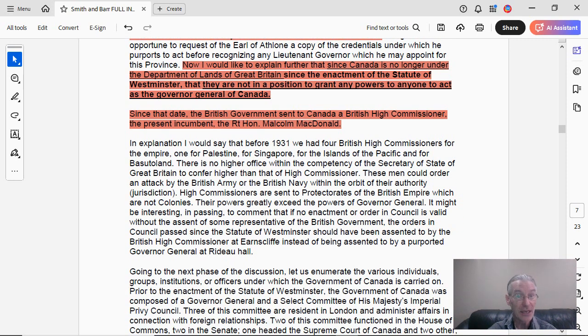Since that date, the British government has sent to Canada a British High Commissioner, the present incumbent, the Right Honourable Malcolm MacDonald.